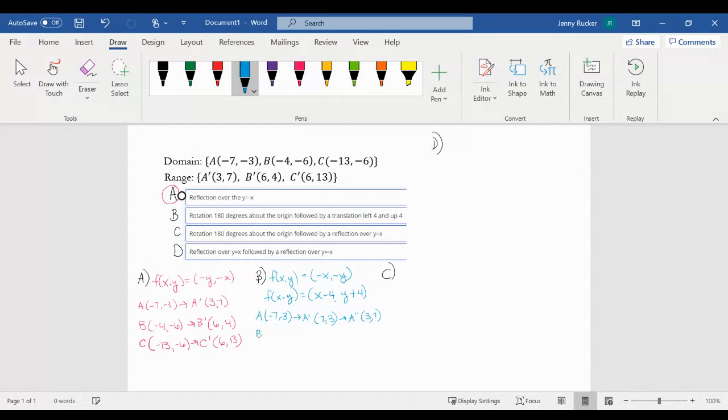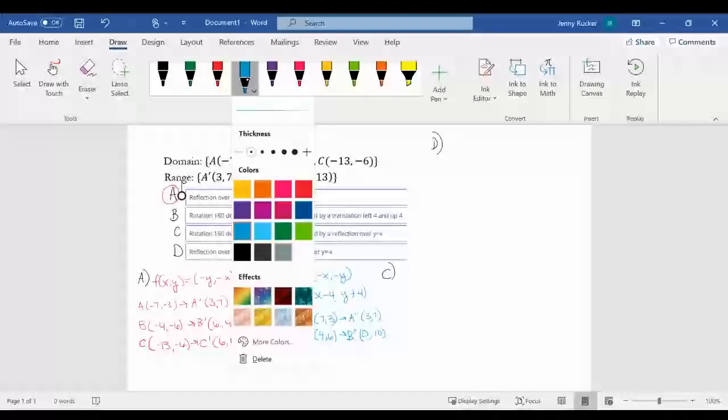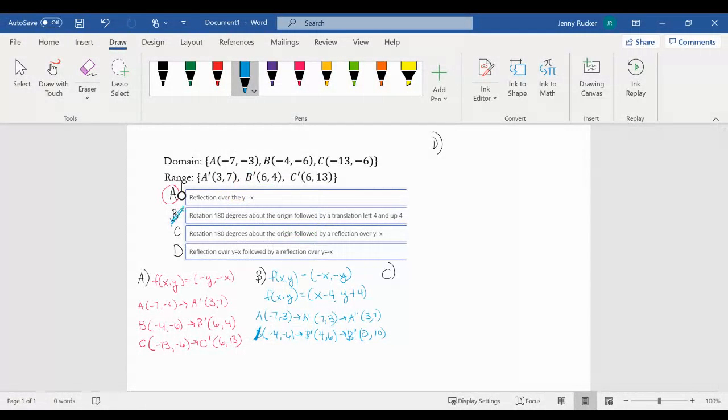Let's check it for B. B is at (-4, -6). Apply the 180 rotation, so that would be (4, 6). Apply the translation. So that is 4 minus 4 would be 0, and 6 plus 4 would be 10. This does not work for point B. So B does not work as one of our transformation options.